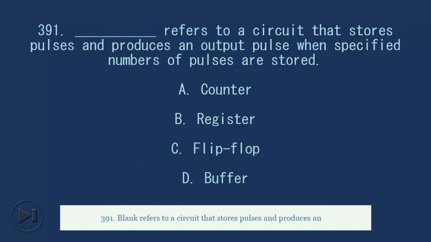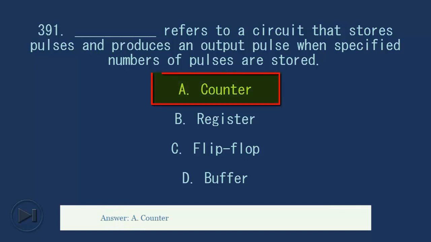391. Blank refers to a circuit that stores pulses and produces an output pulse when specified numbers of pulses are stored. A. Counter. B. Register. C. Flip-flop. D. Buffer. Answer: A. Counter.